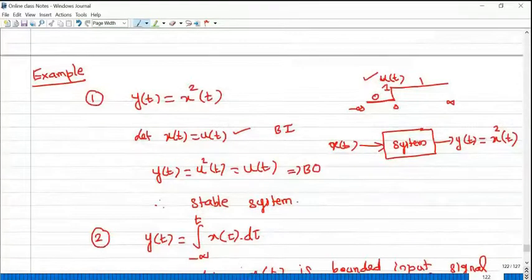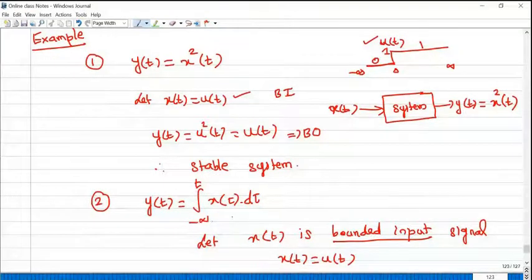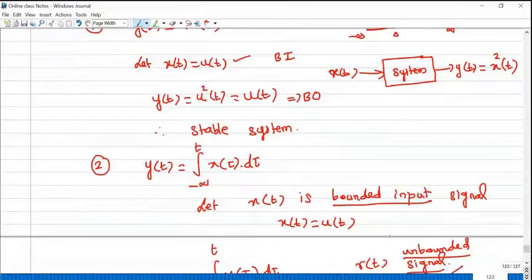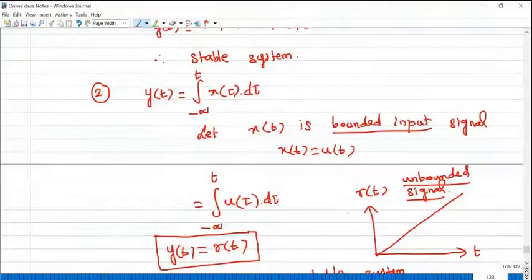Okay. So in the second problem, y of t equal to integration x of tau d tau. If you assume x of t equal to sine t, then you will get a bounded output signal. But actually that is not true. Okay. So little bit difficult only for the students. You have to think logically and identify whether it is stable or unstable system.